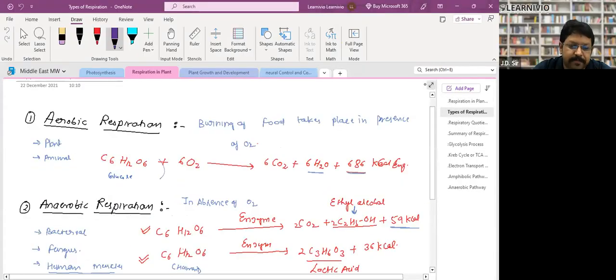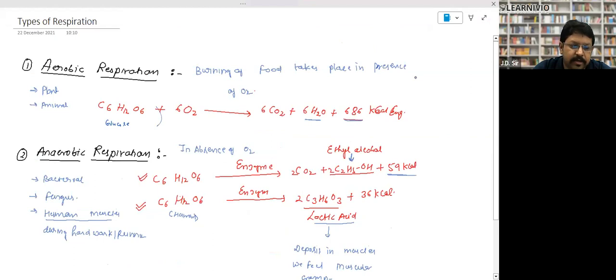Types of respiration. We know that respiration is of two types: aerobic respiration and anaerobic respiration. Very simple. When burning of food or substrate takes place in the presence of oxygen, this is called aerobic respiration. Normally, this kind of respiration takes place in plant or animal cells. The burning process goes on inside the cell, within the mitochondria.